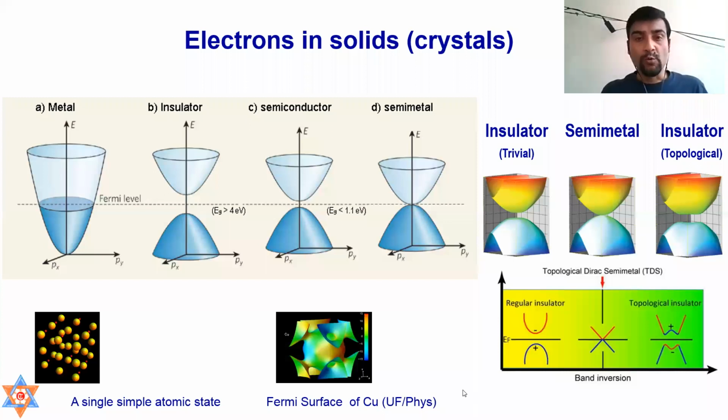Now, once I have this one, let us go on to the right-hand side of our figure. On this right-hand side, what do you see? You see that this is an insulator here. This is also an insulator here. In between, what you see is a semi-metal. So this semi-metal is nothing but this one. But what is the difference in the insulators you have seen? One is called a trivial insulator and the other one is a topological insulator.